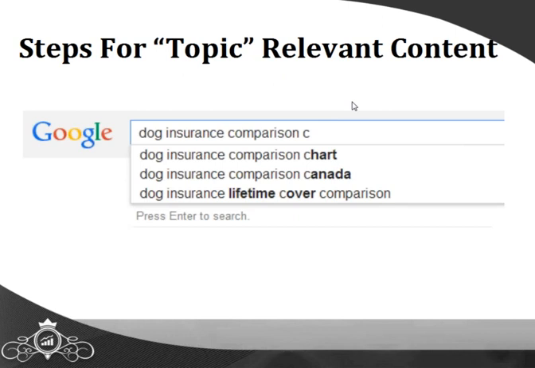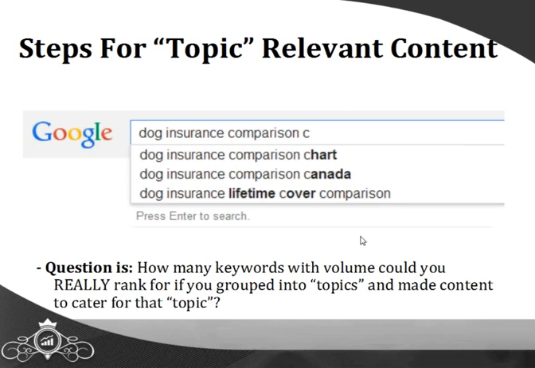The question is, assuming these keywords all get some searches, and we know that they do, how many keywords with real profitable volume could you rank for if you grouped all these terms into one topic and made a topic-relevant piece of content that catered for all of them? Before I answer, hear this.